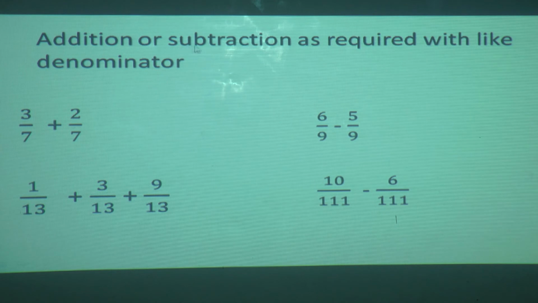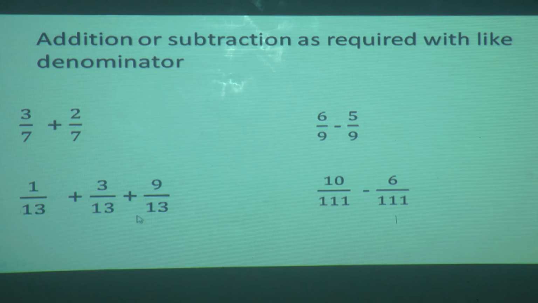Addition or subtraction, as required, with like denominators. Here we learn it only when the denominators are the same. When denominators are the same, they are known as like fractions. So you can do any operation, addition or subtraction, directly without going for a long procedure. Even in subtraction, both denominators are the same. The operation is minus, or we can say subtract. So here also you can do the subtraction directly with the same denominator.